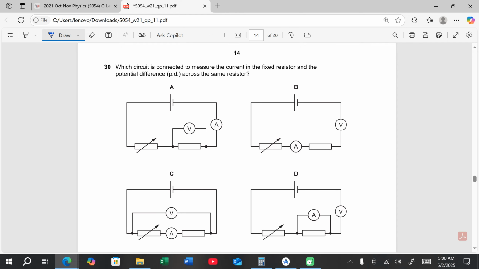Which circuit is connected to measure the current in the fixed resistor and the potential difference across the same resistor? To measure the current, the ammeter can be placed anywhere, but it should be in series. The voltmeter goes across the fixed resistor. Yes, that's correct. The voltmeter cannot be in series. The voltmeter cannot be across two components, since we are measuring for one component. So it is A.